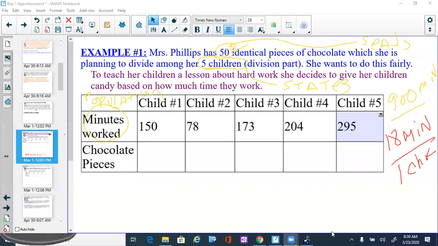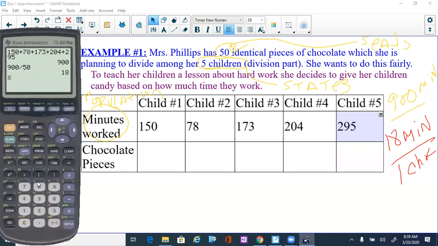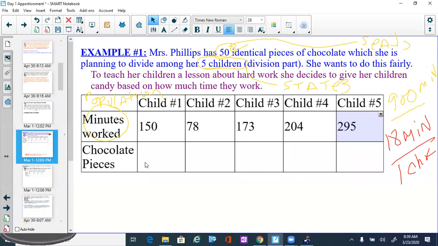And what I do know, just based off of what you see there, is we can figure out how many chocolate pieces child 1 gets, okay? Well, child 1 gets, we take 150 and we divide it by 18. When I find that out, I get 8.33. Let's write that in there. I get 8.33. And then I keep working all the way across the board.